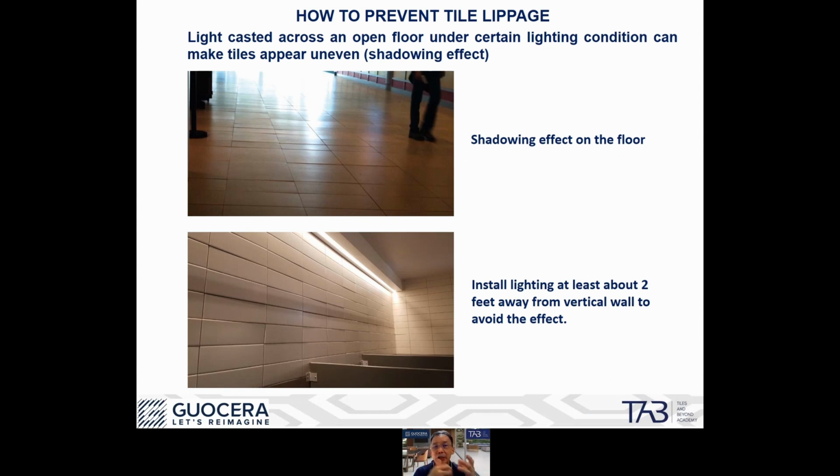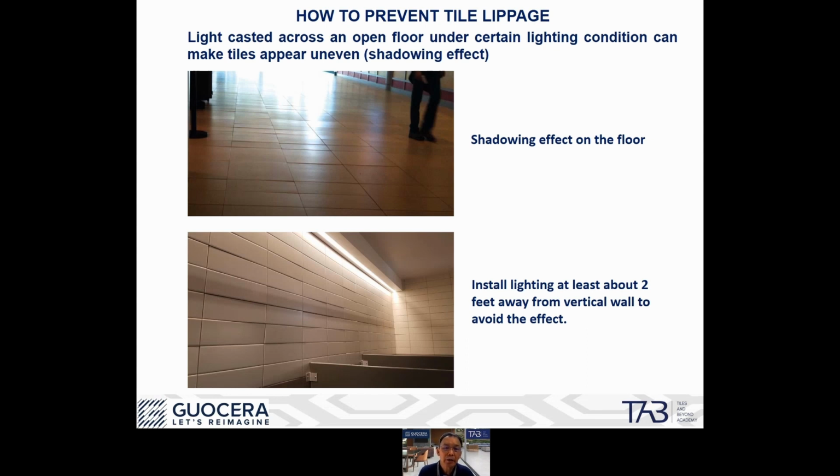I call this the shadowing effect. Now, when you have light coming in from the open door and floor, it is quite difficult to eliminate. However, for wall tiles, the placement of light can actually minimize the effect of leakage.